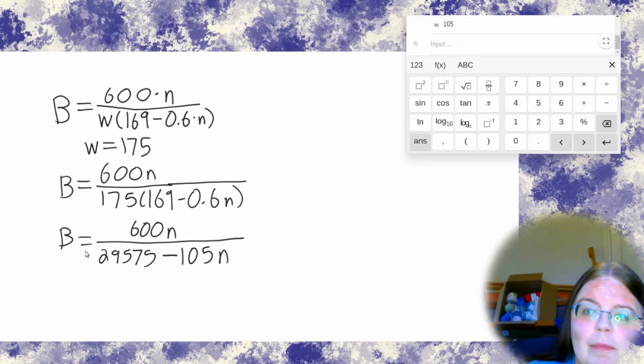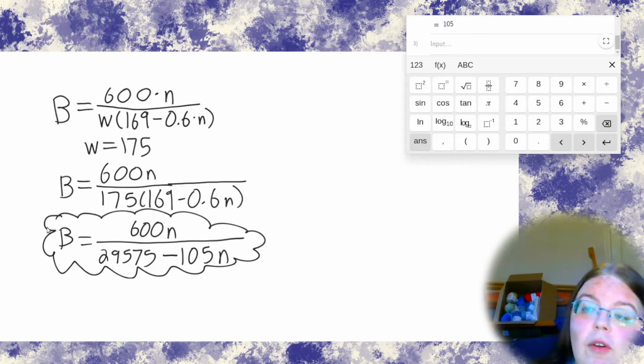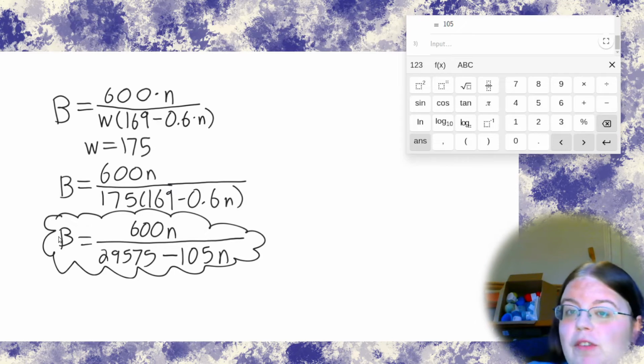We could actually keep simplifying this further. For one thing, I notice everything's a multiple of 5, so we could factor out a 5. But you know what? I think this version of the formula will be quite easy to use. So here we have a two-variable formula, where N is the number of drinks, and B is Frank's blood alcohol concentration 1 hour after finishing drinking those drinks.